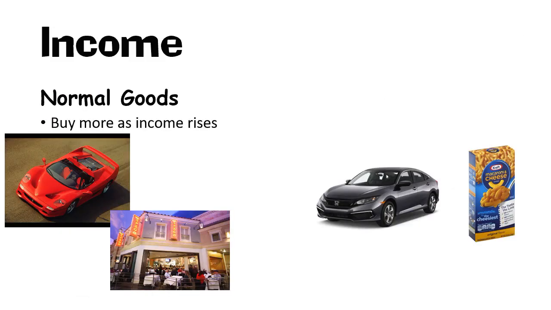Complements. Income. So some goods are what we call normal goods. And normal goods are ones we buy more of as our income goes up. So as our income rises, we're going to buy more Ferraris. As our income rises, we go out to eat more. Okay? Those are normal goods.